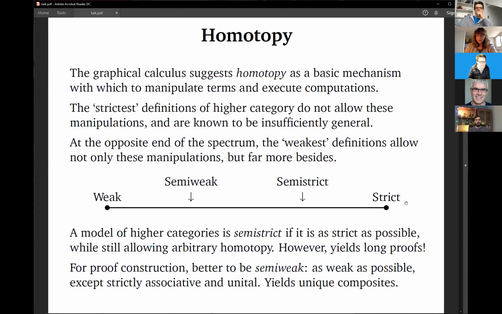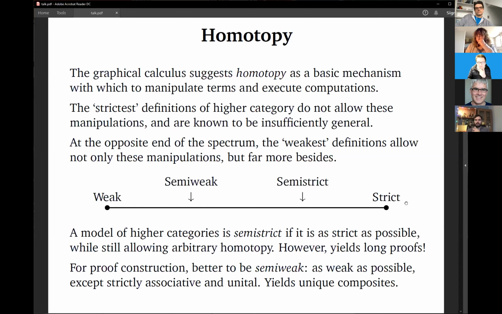So in this project, we have this notion that in fact it's better to be semi-weak. It's better to be as weak as possible. That is, give yourself as much expressivity in the language as you can, while being strictly associative and unital. So the idea there is that if you are strictly associative and unital, then in some sense composites are unique. So if you've got some stuff that you want to compose, strict associativity and unitality says there's basically just one way to do that. But other than that, you have as much weakness as possible, and that gives you expressivity to then manipulate those composites.